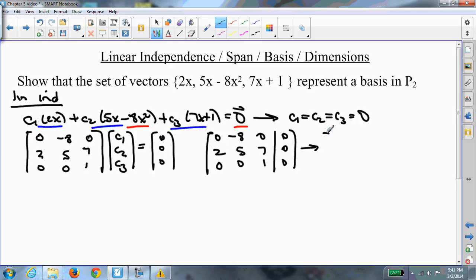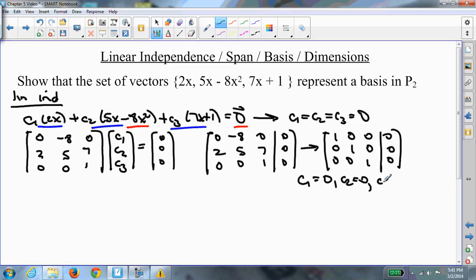RREF this, and I get 1, 0, 0, 0; 0, 1, 0, 0; 0, 0, 1, 0. So reading the solutions, this means c1 equals 0, c2 equals 0, and c3 equals 0, and therefore these vectors are linearly independent.